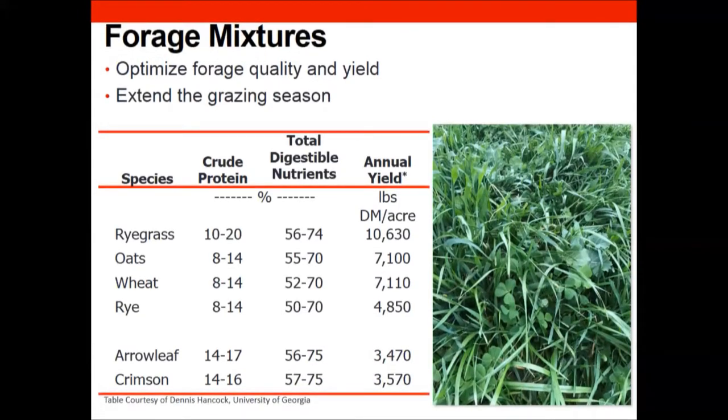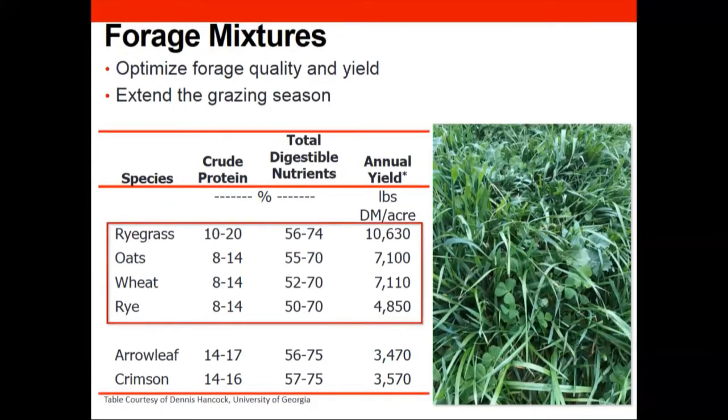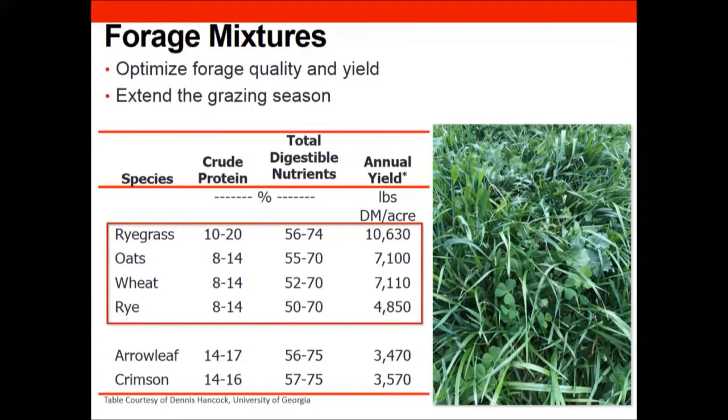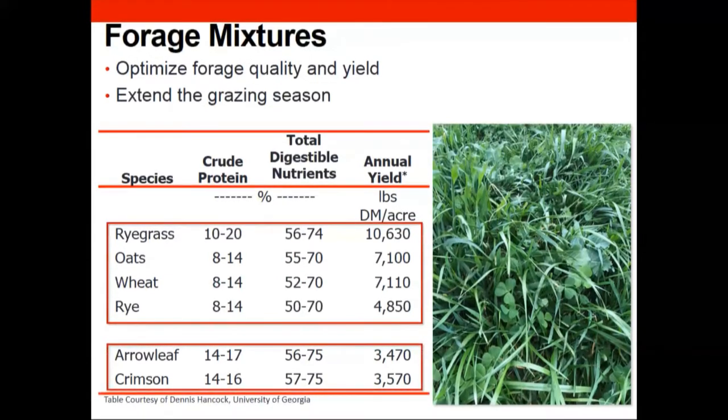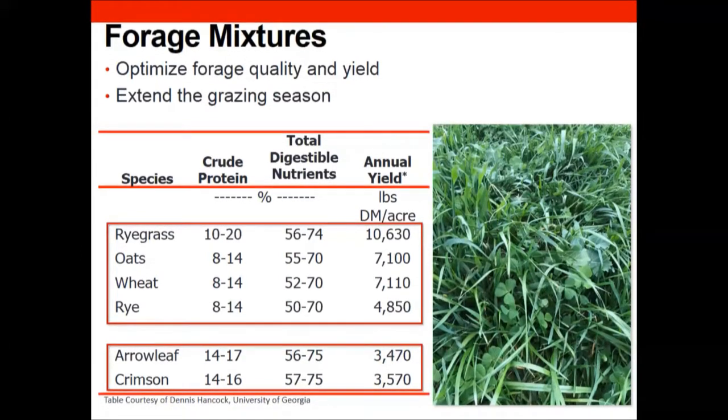This table is just to show you the differences in quality of your grasses and your clovers. So you have your rye, your ryegrass, your wheat, and your oats. Your crude protein is 8 to 20%. Your TDN is going to be 50 to 74%. And you're going to have quite a bit of yield with these grasses, 4,000 to 10,000 pounds of dry matter per acre. Your crimson and your arrowleaf clovers, since they're legumes, are going to be higher in crude protein and higher in TDN, but your yield's going to be a little bit less. So if you combine the two, you're going to have quite a bit of forage yield out there, but you're also going to be able to bump up your crude protein and your TDN with these clovers added.